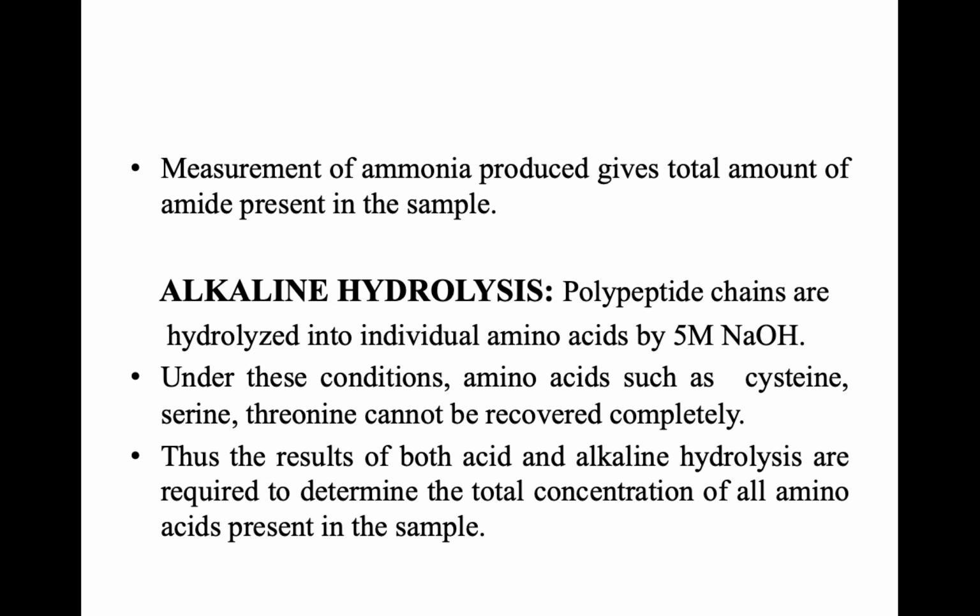The second method is alkaline hydrolysis. In alkaline hydrolysis, polypeptide chains are hydrolyzed using 5 molar NaOH. Under these conditions, some of the amino acids such as cysteine, serine, and threonine cannot be recovered completely. Thus the results of both acidic and alkaline hydrolysis are required to determine the total concentration of all the amino acids present in the sample.